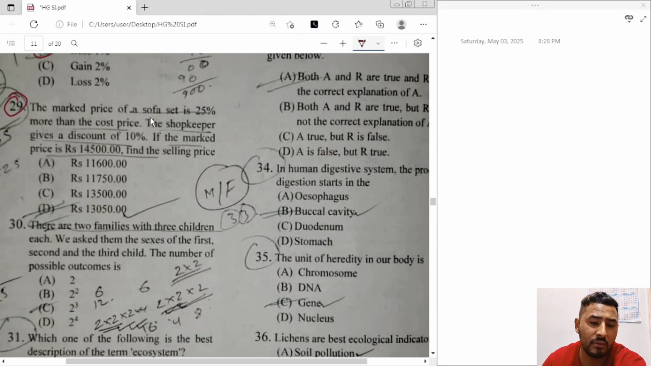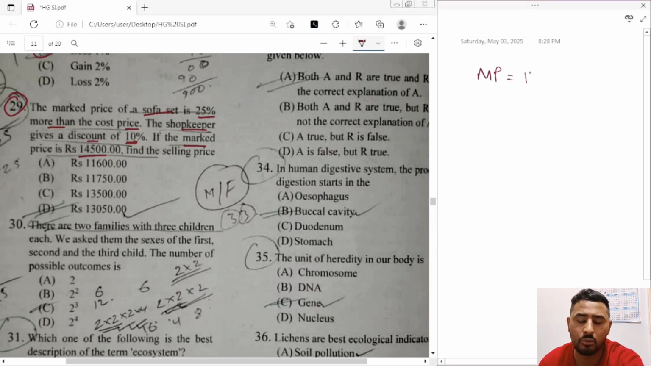29. The mark price of a sofa set is 25% more than the cost price. Read the full question. The shopkeeper gives a discount of 10%. So I've told you, right? SP, MP and CP. The mark price is already given, 14500. And discount is already given, 10%. What we need to find?